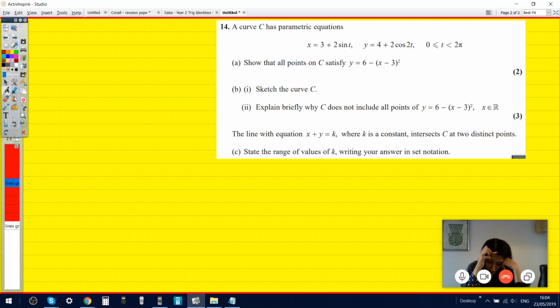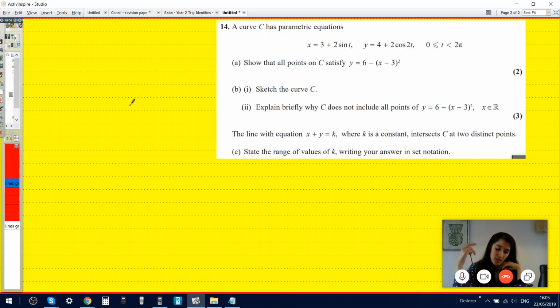It's 2 marks, so it can't be hard. So do we just put 4 plus 2 cos t into y and then 3 plus 2 sine t into x? Okay. So I think there's lots of ways of doing this. Okay, go on, try that. It's 2 marks, so it can't be hard, she says.